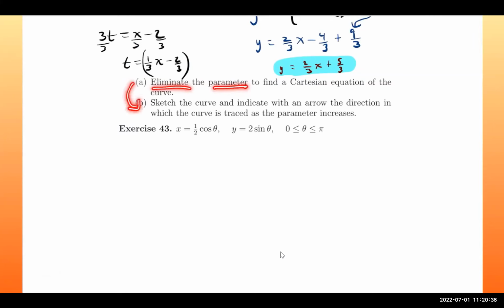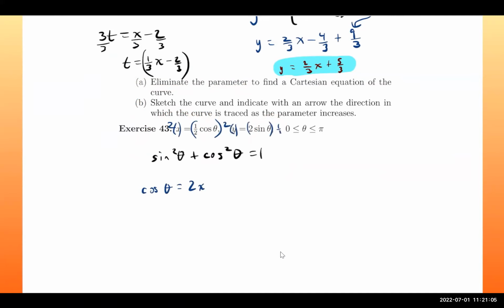All right. Same thing for this next example. This time they first want us to eliminate the parameter, so they reverse the directions on us. That's okay. So let's go ahead and eliminate the parameter first. Whenever you're dealing with cosines and sines, you're going to want to use this identity: sine squared theta plus cosine squared theta is equal to 1. So in this equation, if you multiply both sides by 2, you're going to get cosine theta equals 2x. And over here, if you multiply both sides by 1/2, you're going to get sine theta equals 1/2 y. And now we can square this.